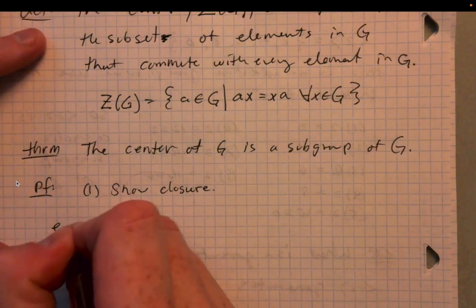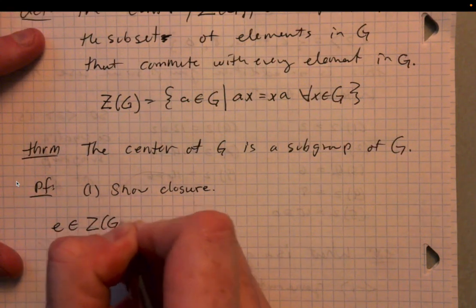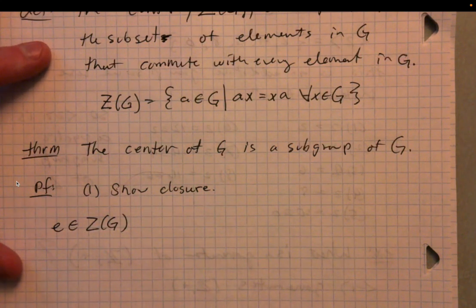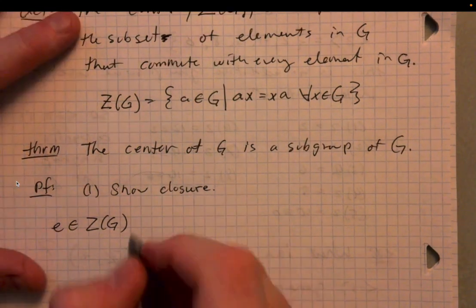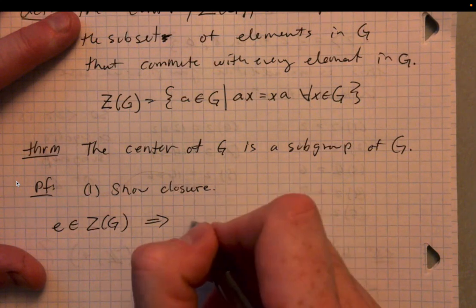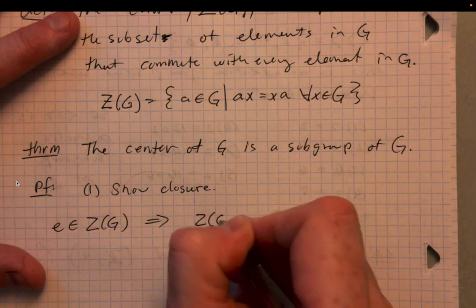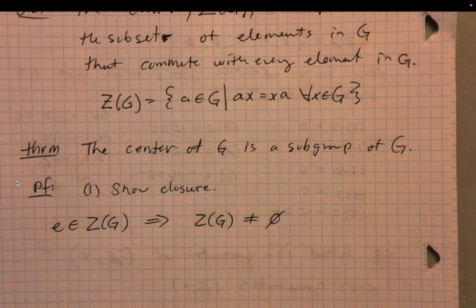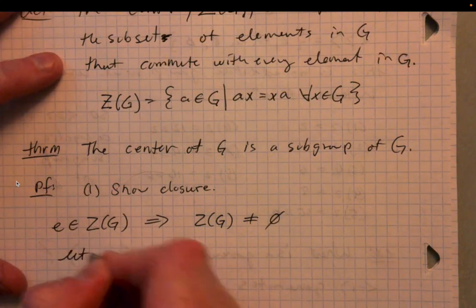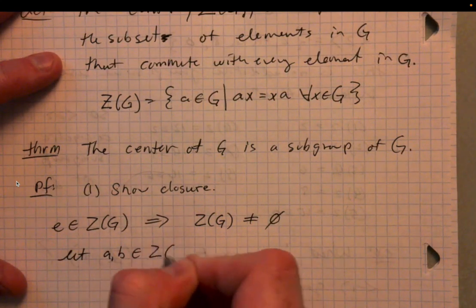So let E be in the center. Well, we're not letting it be in the center. We know that it's in the center because the identity commutes with everything. Every group has a center that is at least the trivial subgroup E. So E is in Z(G), so that means the center is not empty. And so let's show closure. Let A, B be in the center.